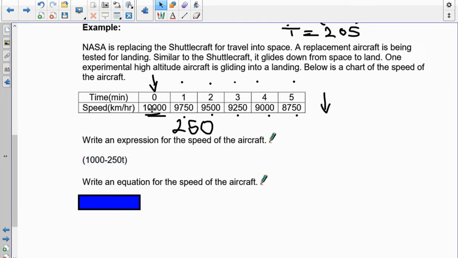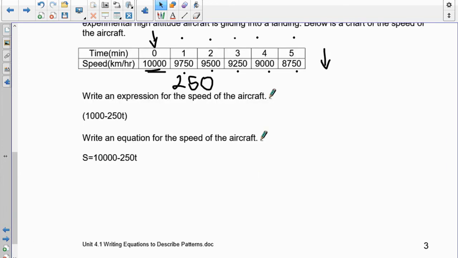Okay, so here's my expression. That should be 10,000, not 1,000. This is 10,000, take away 250 for every minute that goes by. So write an equation for the speed of the craft. So this is going to be 10,000 minus 250t. My t in this case is going to be my time, and my s is my speed. So now we have our equation. The speed is the result of 10,000 kilometers per hour decreased by 250 kilometers per hour for every minute that goes by. Okay, let's go to the next page.